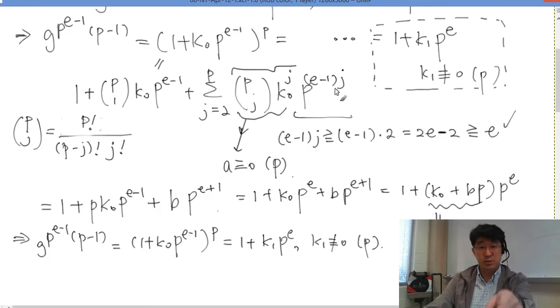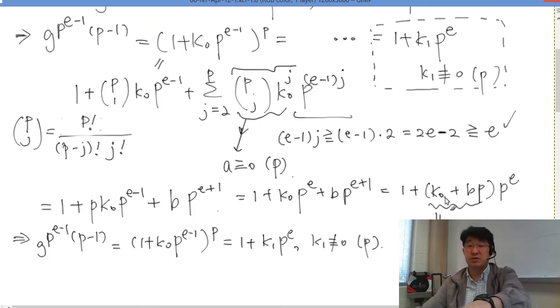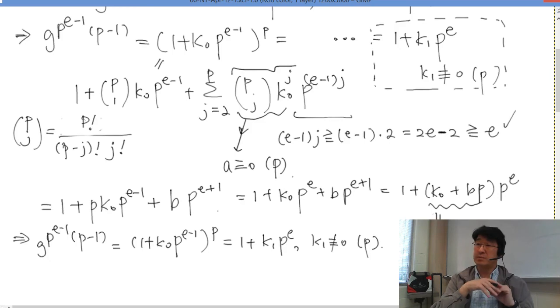And here, I argue that e is greater than or equal to 2. So together, we have at least e plus 1 copies of p in it. This one, I have p and p there, so p to the e in there. So for sure, they are organized in this way. So if you factor out p to the e, because k0 is not congruent to 0 mod p, we pull it out. Make sense?